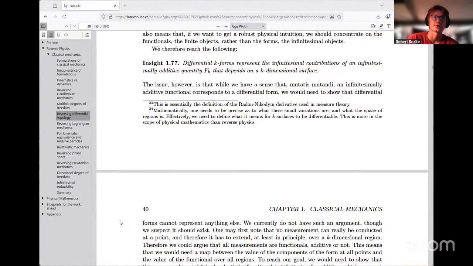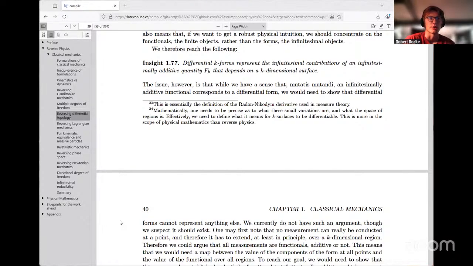We therefore reach the following. Insight 1.77: Differential k-forms represent the infinitesimal contributions of an infinitesimally additive quantity F_k that depends on a k-dimensional surface.